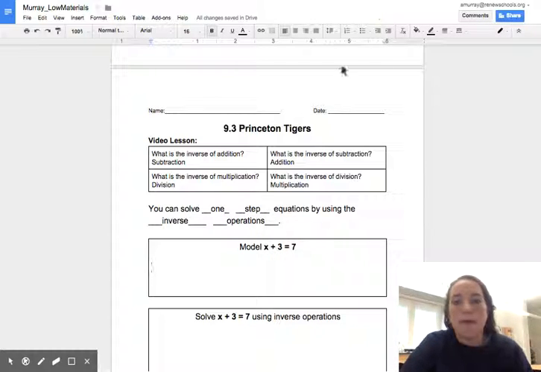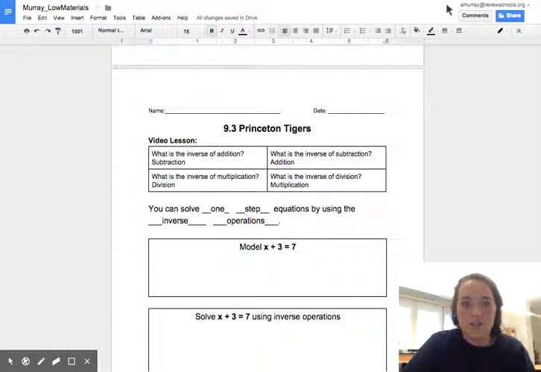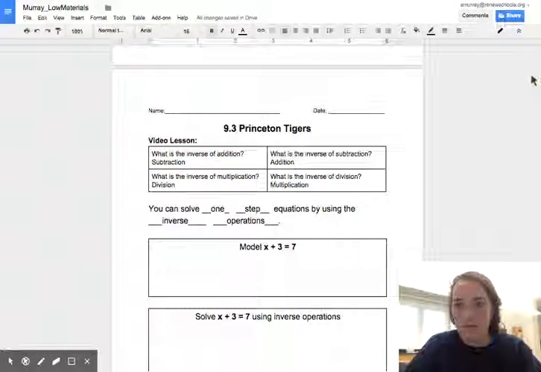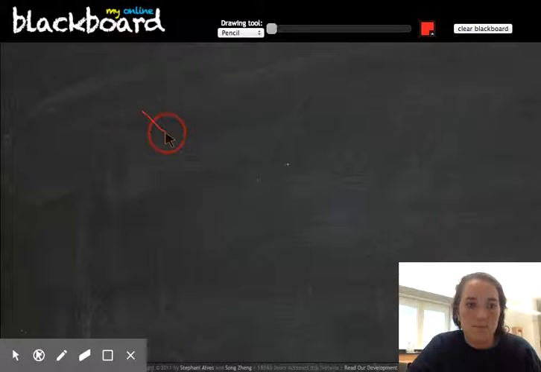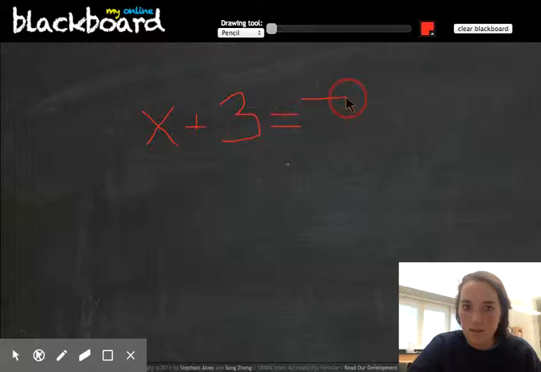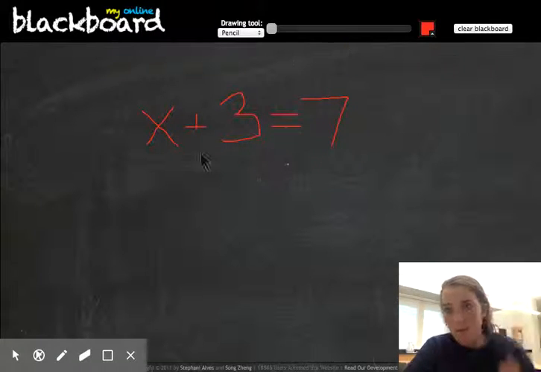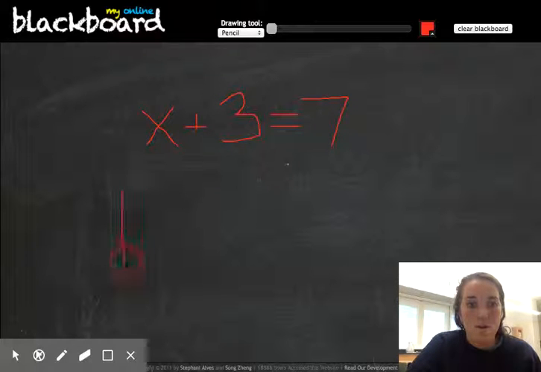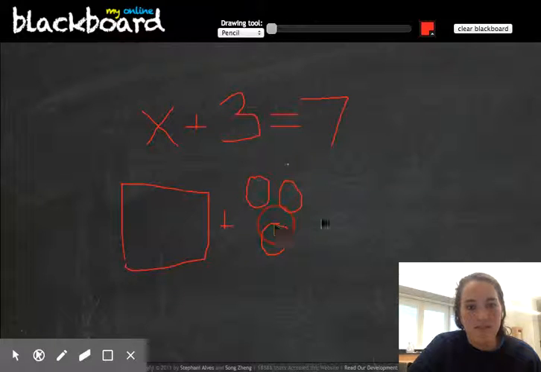Okay, so first we're going to model x plus 3. So let's do this on a whiteboard. Okay, so we have x plus 3 equals 7. All right, so x is some number that we don't know yet. So we're just going to represent this by a box. So we have some number plus 3. I'm going to draw 3 circles to represent 3, equals 7. So now we end up with 7 circles.